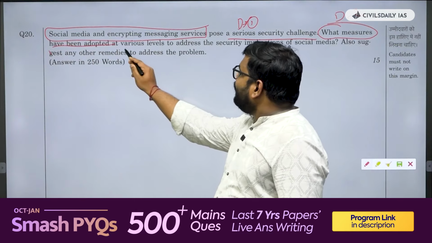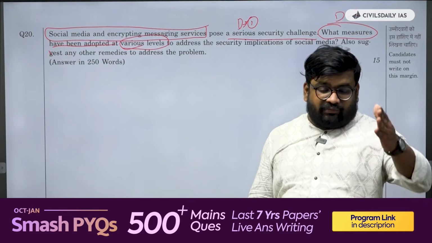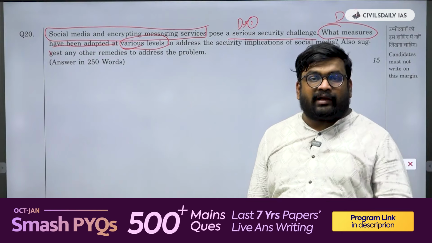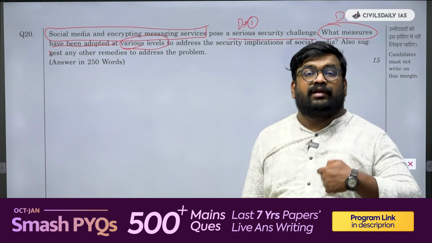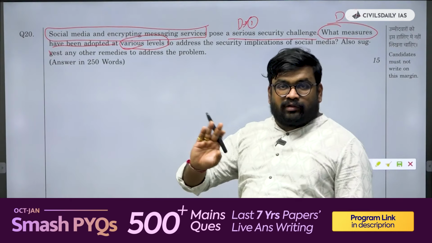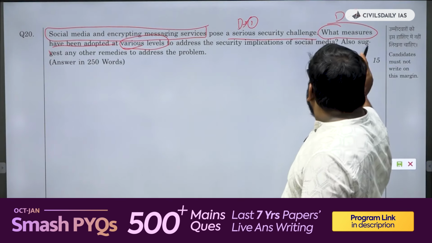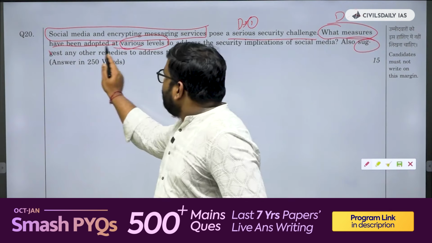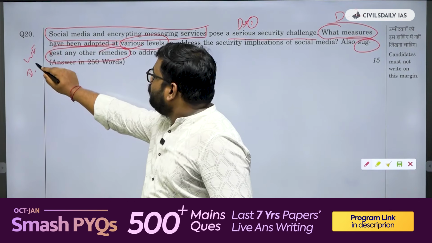And at various levels, they have said. So when they say at various levels, the different levels will automatically become your subheadings: at the government level, at the tech companies level, and at the social level. Because of this word, your subheadings will become different levels. Then the third, also suggest any other remedies. That is the way forward, which is your demand 3.